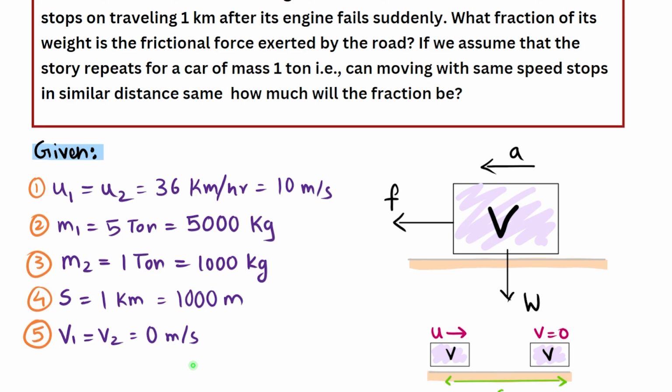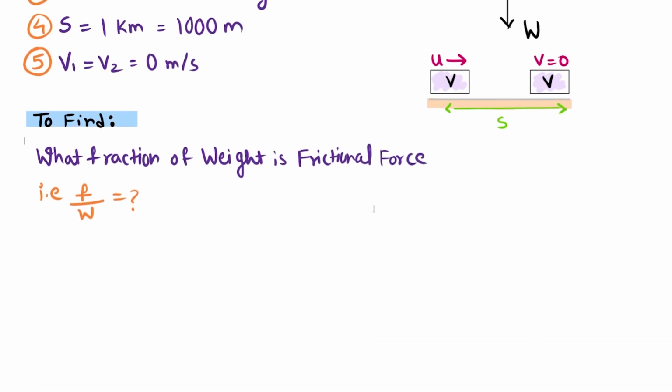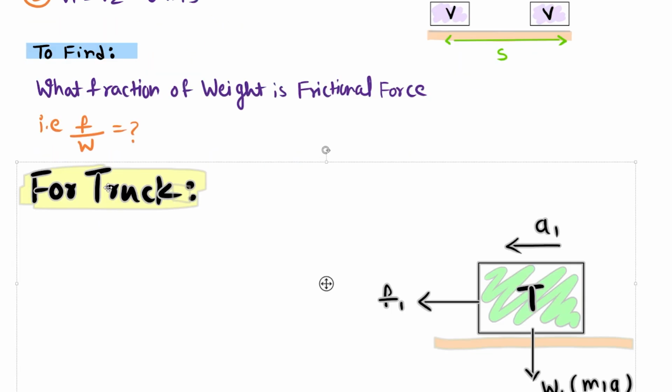Okay, so now that we have written all our given data, let's get into the to find section of our numerical. So what do we have to find? Well, as I said, we need to find friction, but moreover we need to find the ratio between friction and weight. So it's a ratio of two forces, that's what we are required to find. Now that we are clear कि हमें क्या ढूंढना है, let's try to find it for our case one, which is the case for our truck.